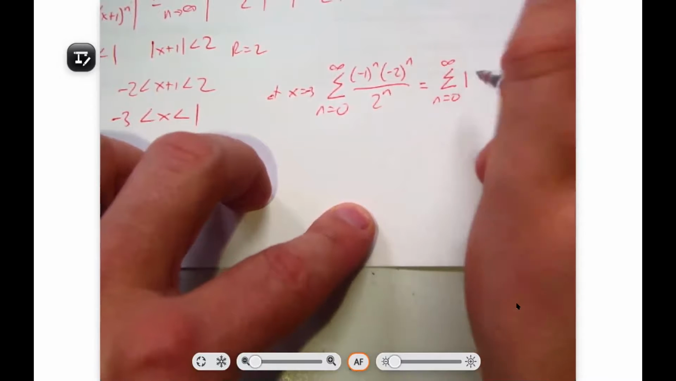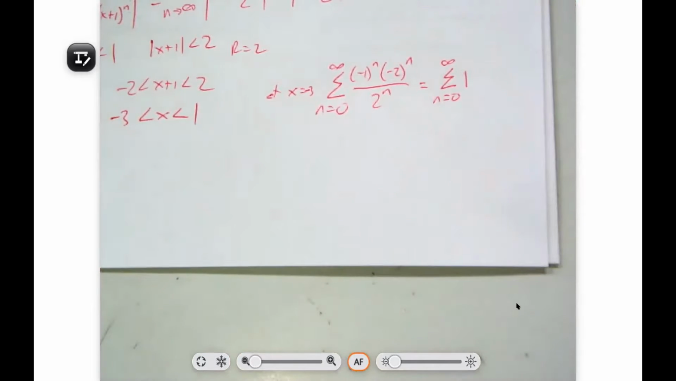Bless you. So we have the series from n equals 0 to infinity of 1. That just means we're adding 1 forever. That diverges.